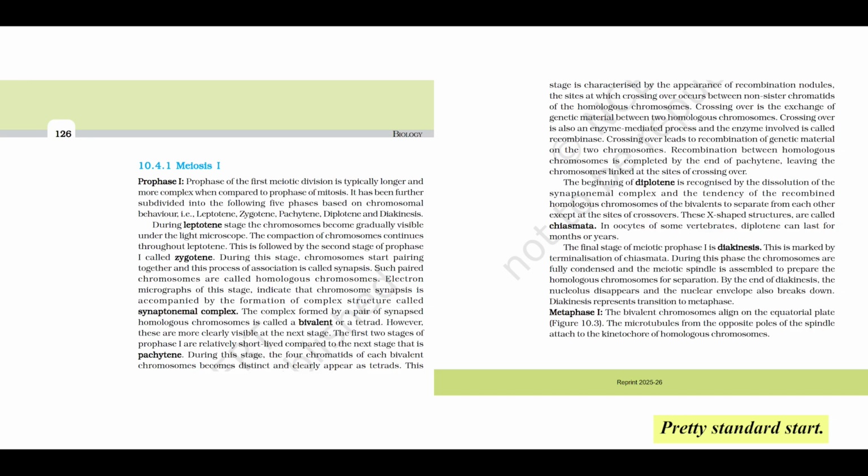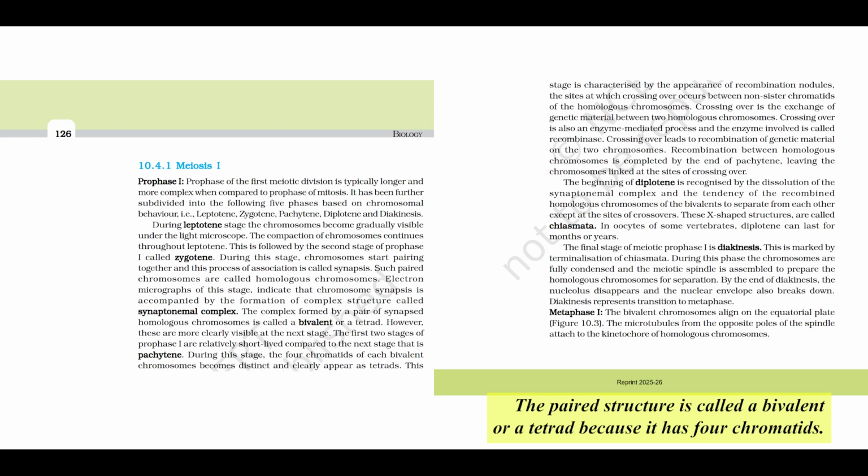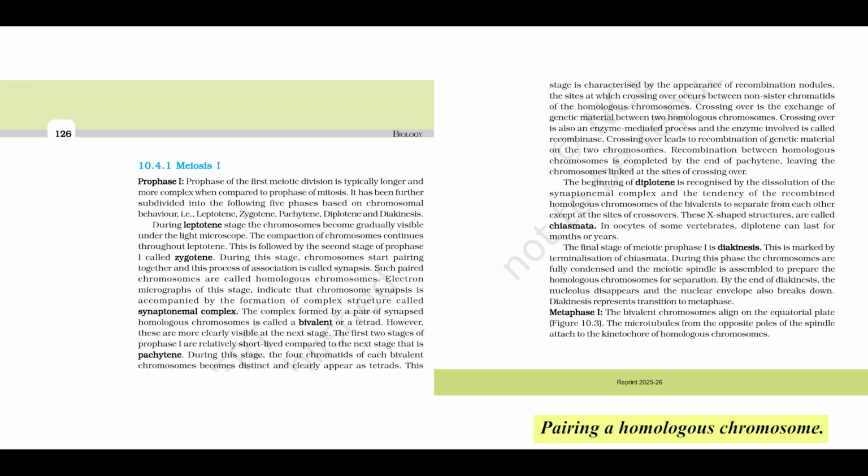Pretty standard start. 2. Zygotene. Here's where it gets unique. Homologous chromosomes, 1 from mom, 1 from dad for each pair, start pairing up side by side. This process is called synapsis. They're held together by a protein structure called the synaptonemal complex, like a zipper. The paired structure is called a bivalent or a tetrad because it has 4 chromatids. Synapsis: pairing of homologous chromosomes. Got it. What's next?